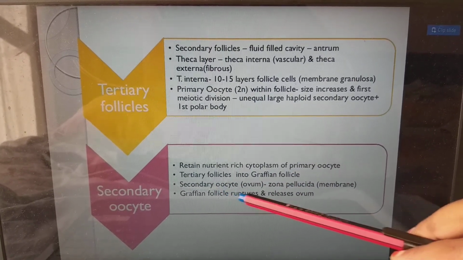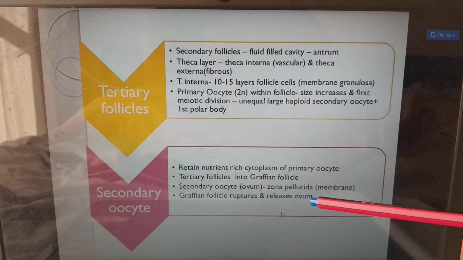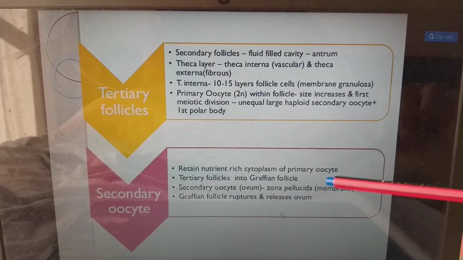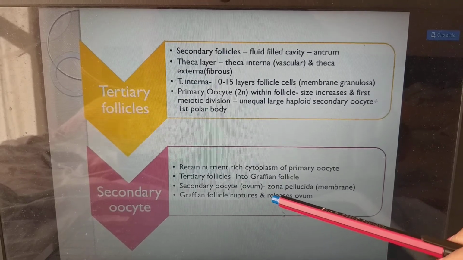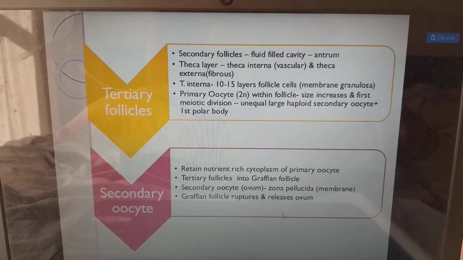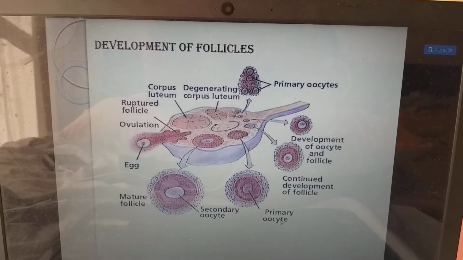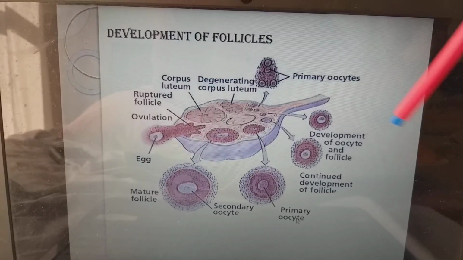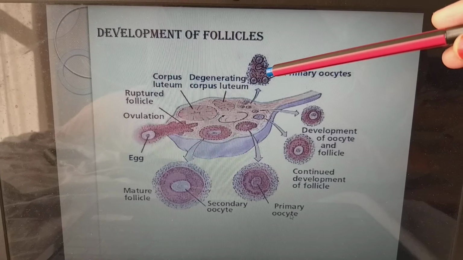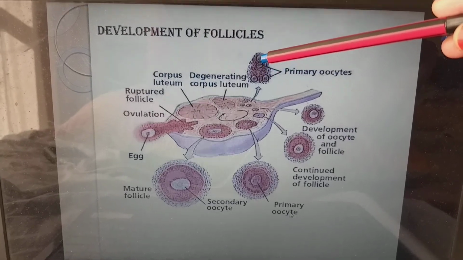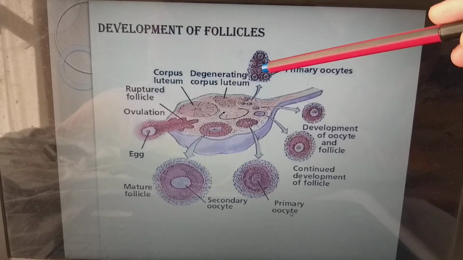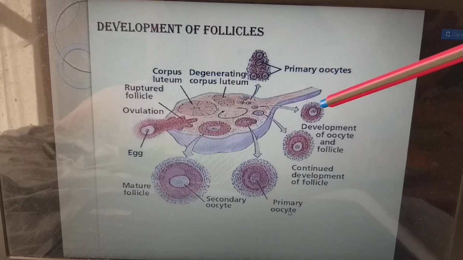Now, the secondary oocyte with zona pellucida. This is the characteristic membrane of the secondary oocyte. The Graafian follicle ruptures and releases the ovum. So now in this picture it will be very clear, in detailed explanation. Initially it is the primary oocytes. This primary oocyte will be locked in prophase 1. So later comes the development of the oocyte and the follicle.